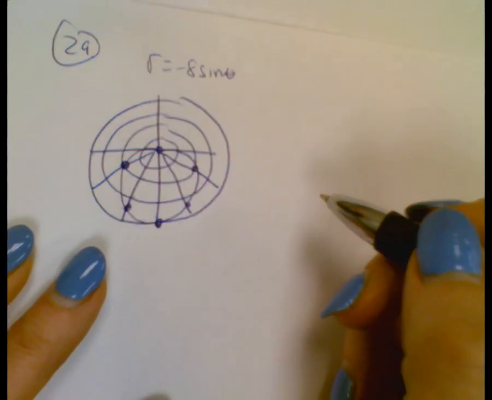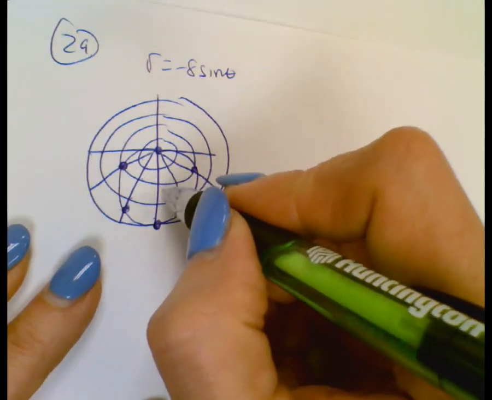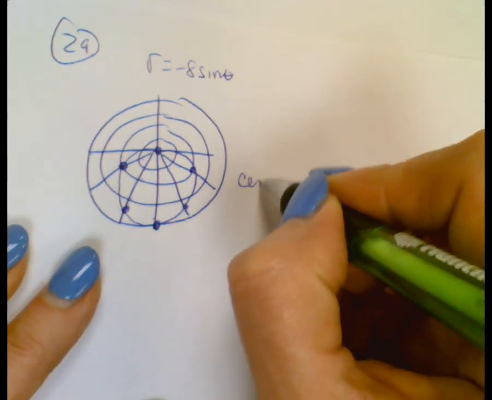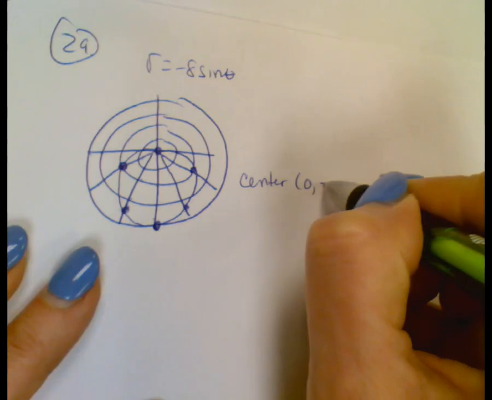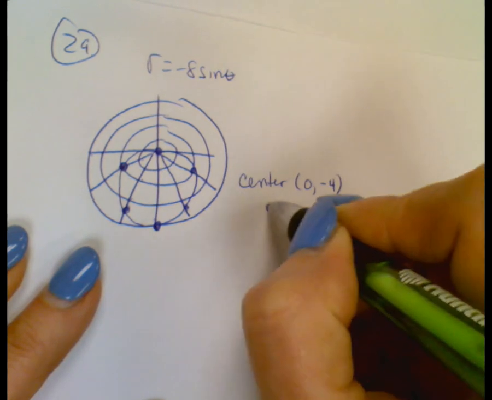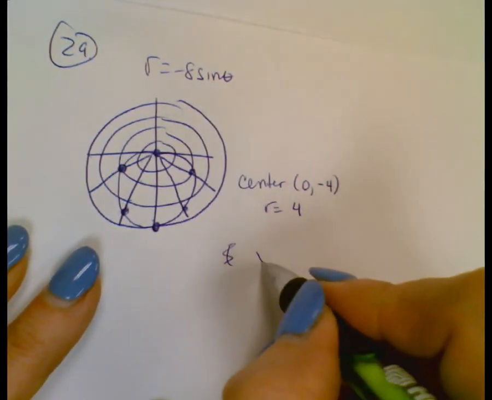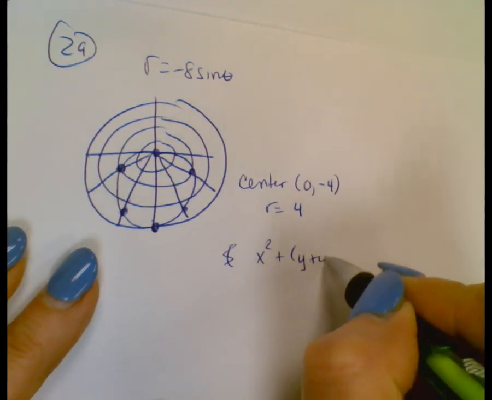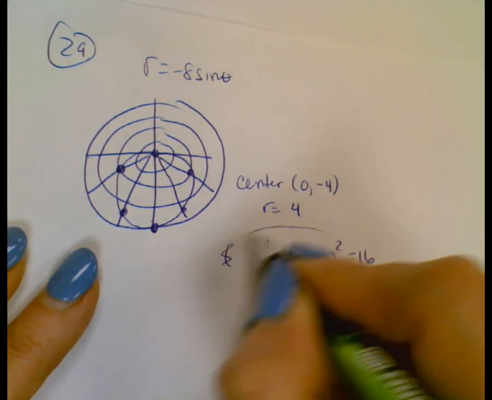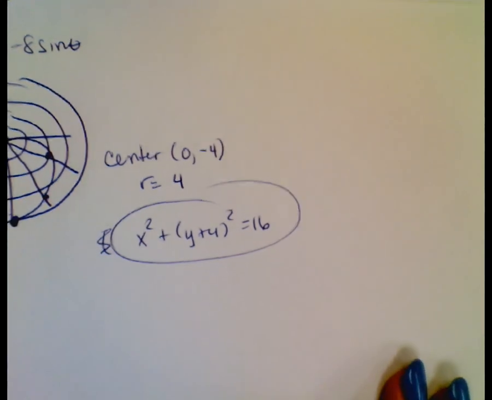Rectangular wise, if you're just trying to think what this is, you would think that your center is probably 0, negative 4, and the radius is 4. So if you're trying to write an equation of that circle, you would say x squared plus (y plus 4) squared equals 16, and you'd be done without doing work.